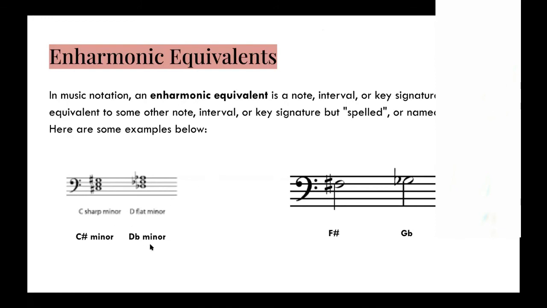C sharp minor and D flat minor. They have different names, but they sound the same, so they're enharmonic. Same with F sharp and G flat. They're different names and they look different, but they sound the same when you play on an instrument. Okay, so thumbs up if you guys understand that concept. Okay, Iris, are you good? Okay, great.